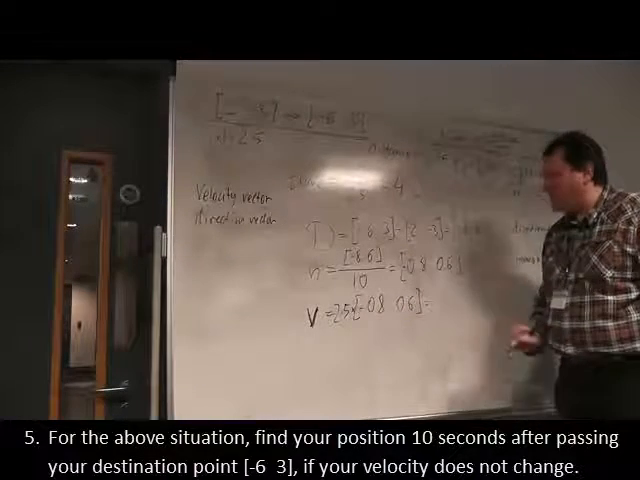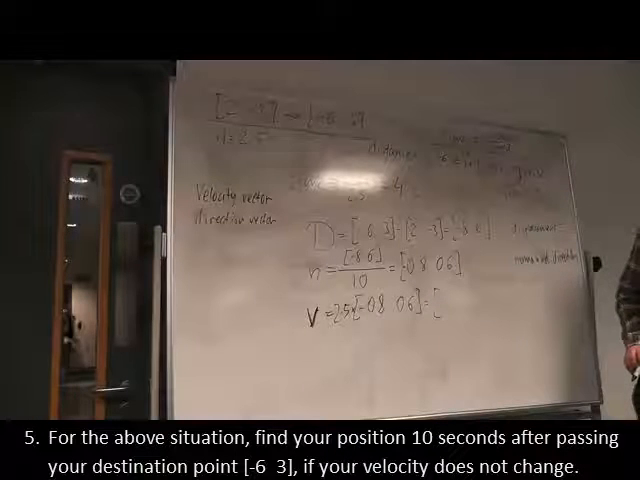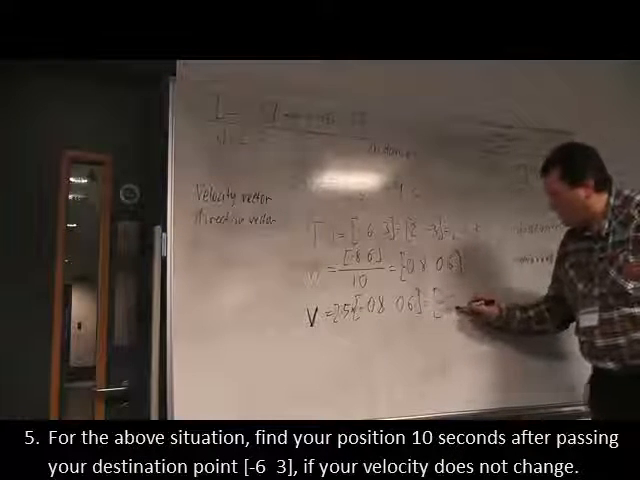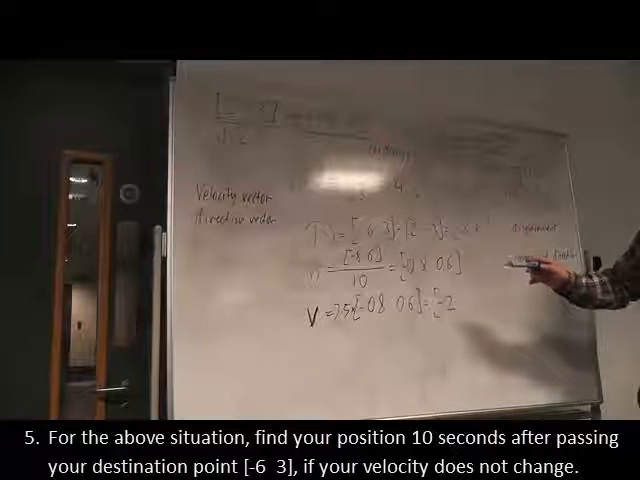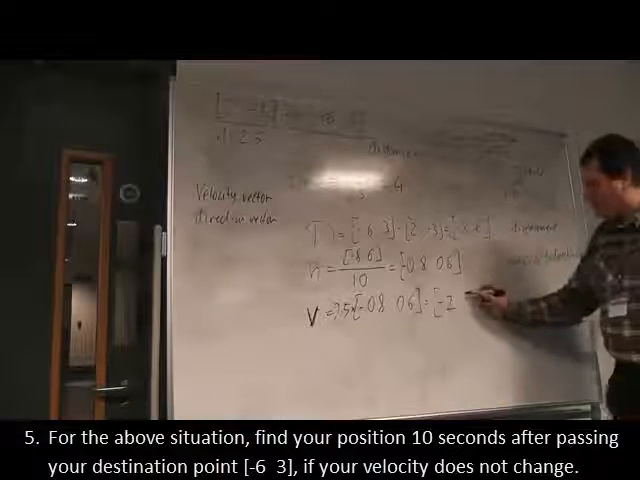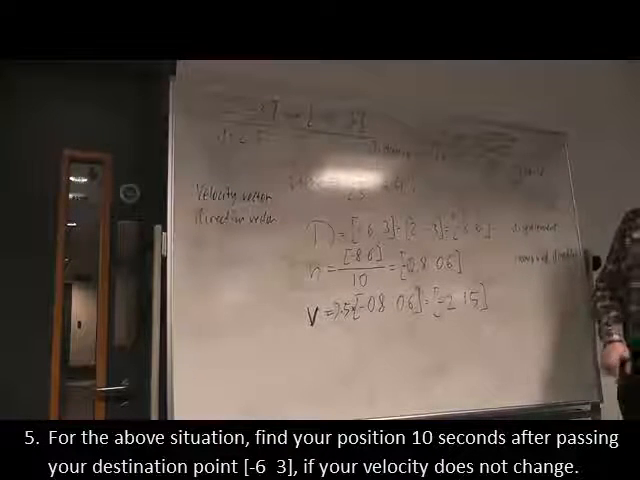2.5 times 0.8, it's 1.6 minus 2. And the second part is 1.2, 1.5. This is my velocity vector, okay?